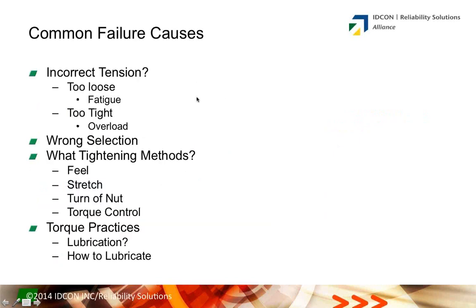When we talk about fasteners, we talk about threaded fastener failures. Probably the most common type of failure is incorrect tension. The mistake everybody makes with fasteners, though, is they assume that the incorrect tension is because it's too tight. The reality is 90% or so, a significant percentage of fasteners fail because of fatigue, and that tells me it's too loose.